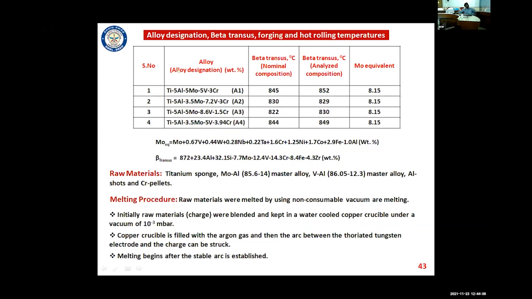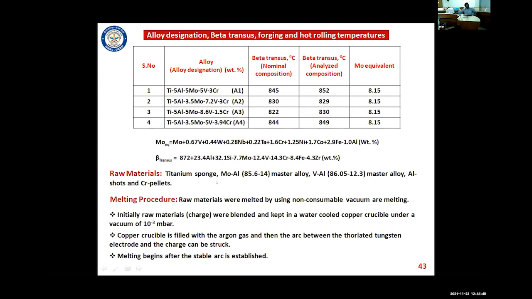If you see these 4 alloys that I explained earlier, they are designated as A1, A2, A3, A4. I want to tell you that the molybdenum equivalent is kept constant at 8.15, calculated from the formula: molybdenum plus 0.6 vanadium, plus 0.4 tungsten, plus 1.6 chromium, plus 1 into aluminum. I also calculated the beta transus temperatures using this formula.